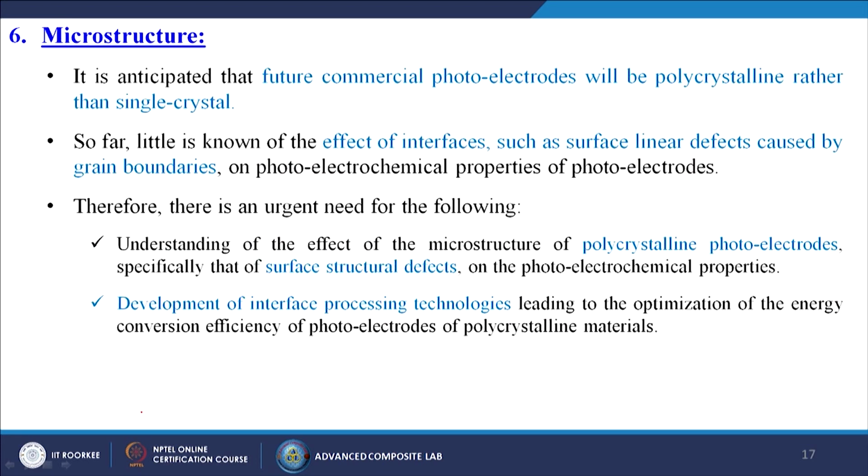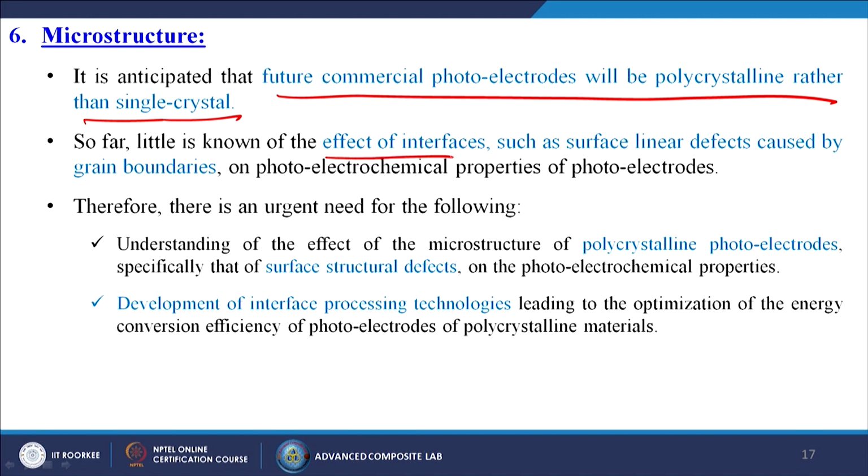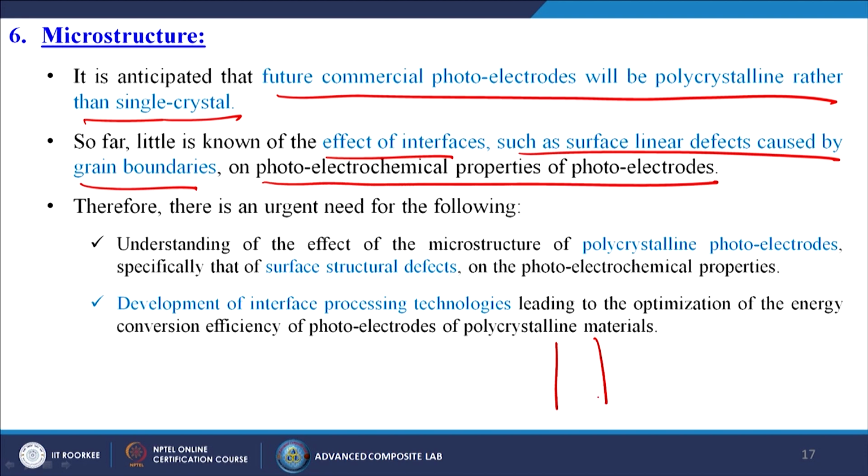Then the sixth one is called the microstructure. It is anticipated that future commercial photoelectrodes will be polycrystalline rather than single crystal. So far, little is known of the effect of interfaces such as surface linear defects caused by the grain boundaries on photoelectrochemical properties of the photoelectrodes. Because when you are preparing the photoelectrodes, if the surface is not so smooth, or some cracks or pores are present, it creates a little bit of a problem.